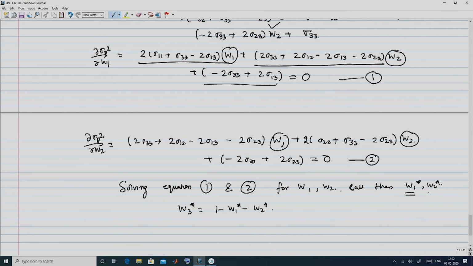So, this W 1 star and W 2 star and consequently W 3 star are the weights in a 3 asset portfolio that minimizes the variance of the 3 asset portfolio. So, in general, if you want to extend this to an n asset portfolio, then obviously you can guess that the calculations are going to be much more cumbersome, and for that we need to look at some alternative methods to figure out how you are going to determine W 1 star, W 2 star all the way to W n star in case of an n asset portfolio.